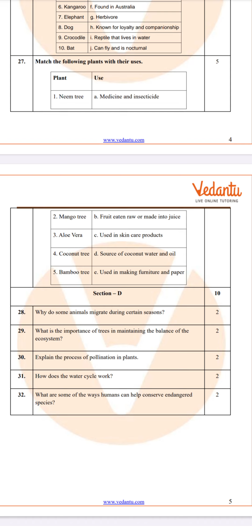Next, what are some of the ways humans can help conserve endangered species? Humans can conserve endangered species by protecting their habitats, reducing pollution, stopping poaching, and supporting wildlife conservation programs.